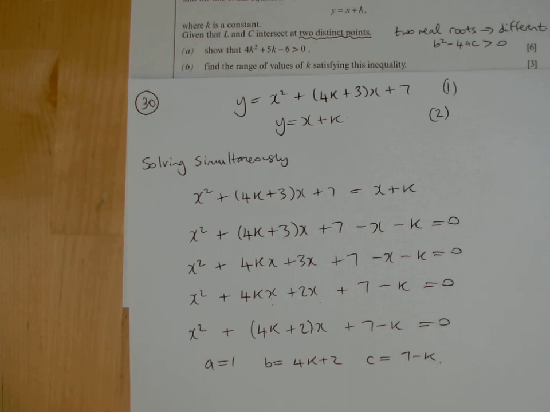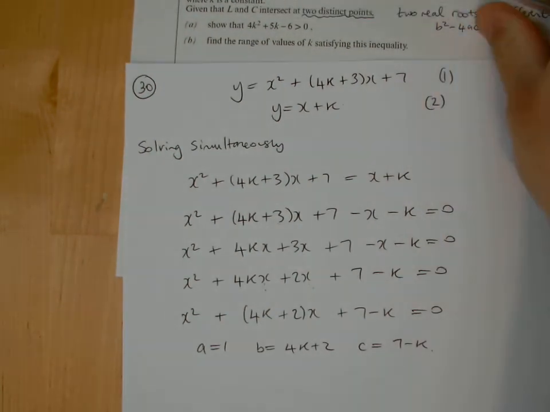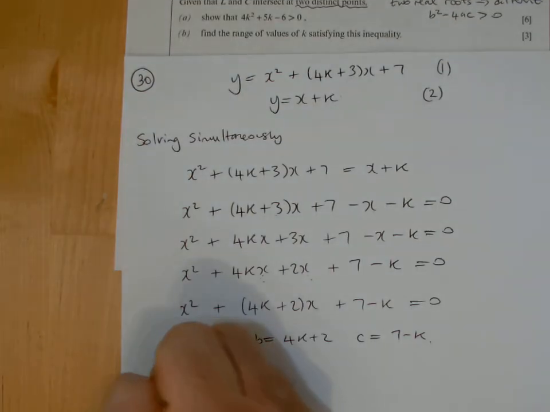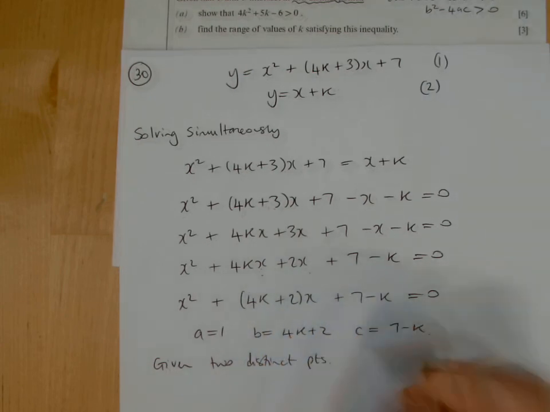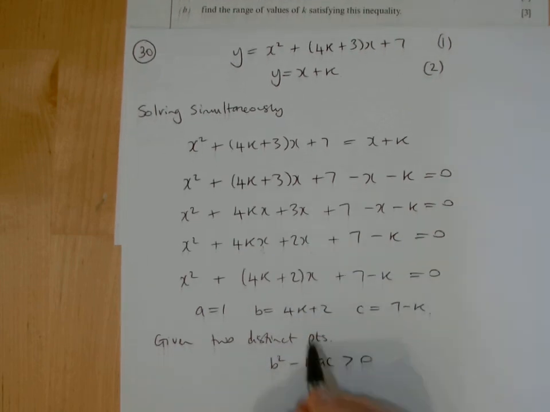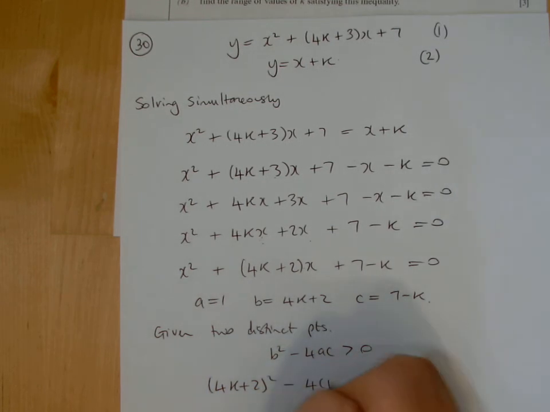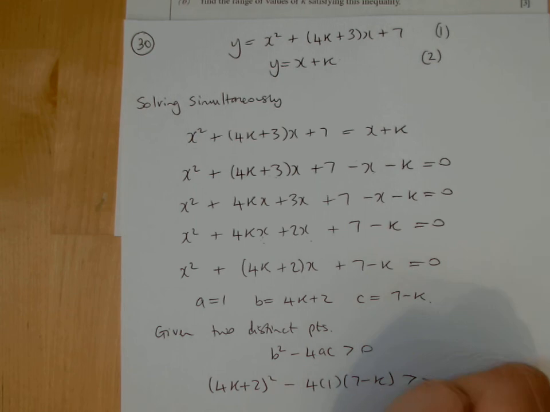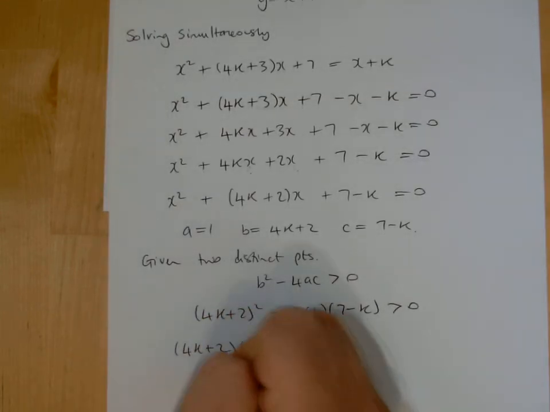Then it says, given that L and C intersect at two distinct points, show this. So we can say, given two distinct points of intersection, b squared minus 4ac is greater than 0. So chuck it in. Then we just have to expand this and we should get the inequality that they want.